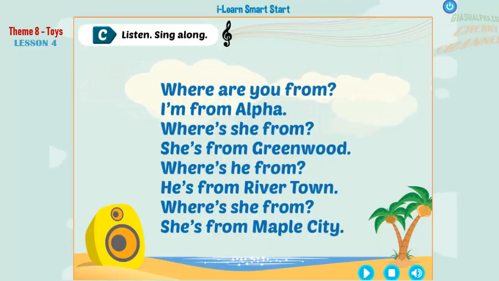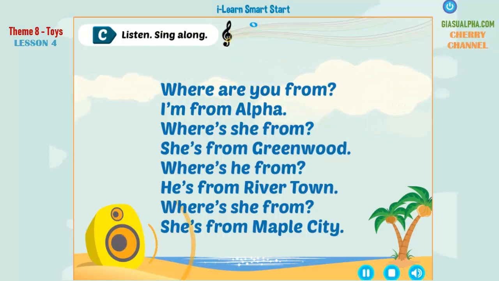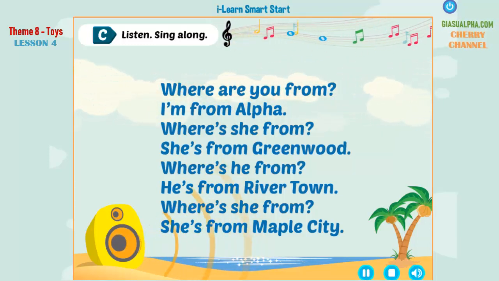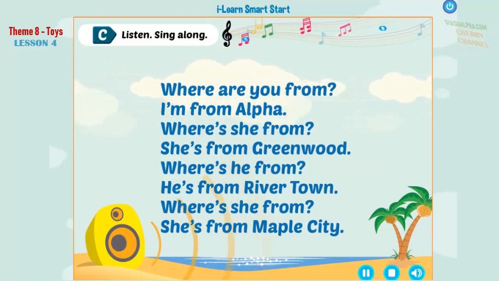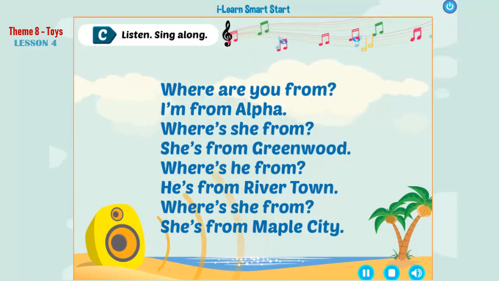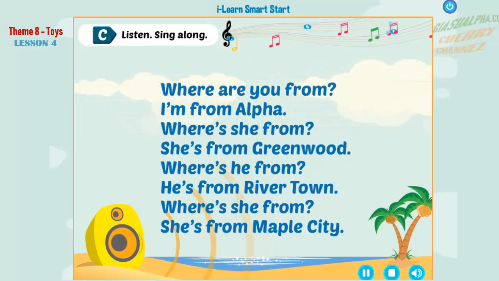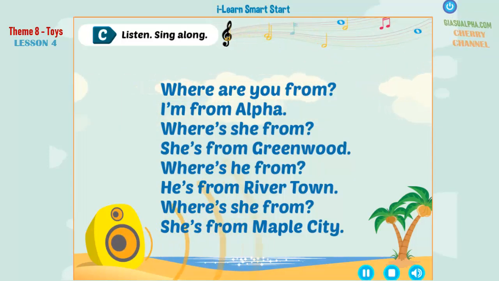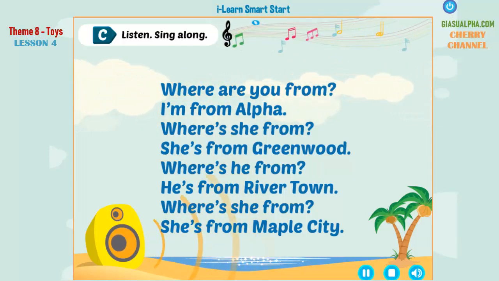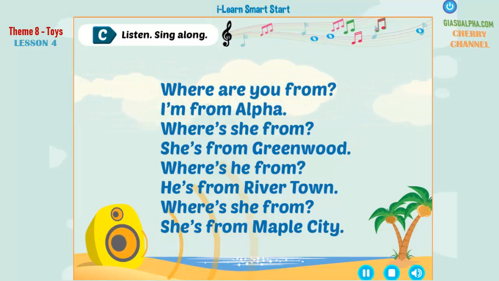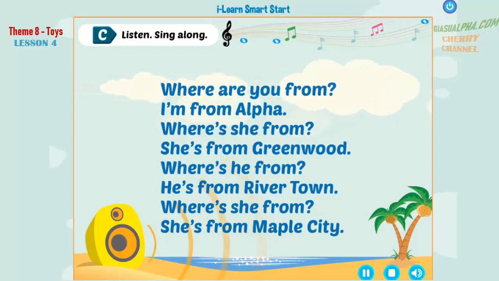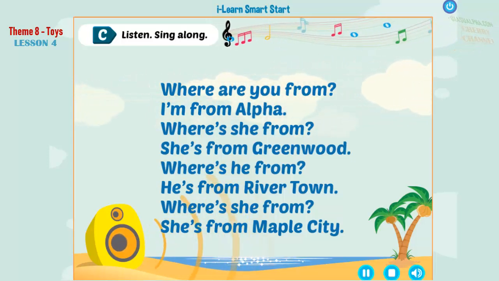C. Listen. Sing along. Where are you from? I'm from Alpha. Where's she from? She's from Greenwood. Where's he from? He's from Rivertown. Where's she from? She's from Maple City.